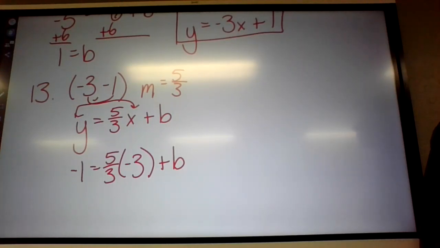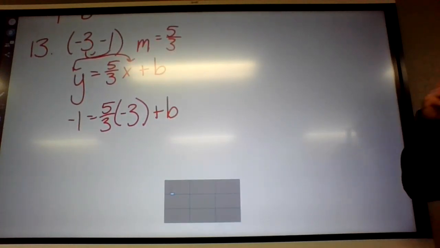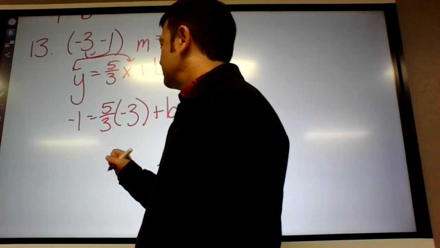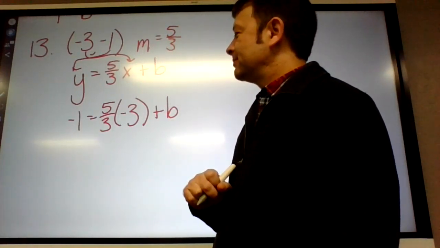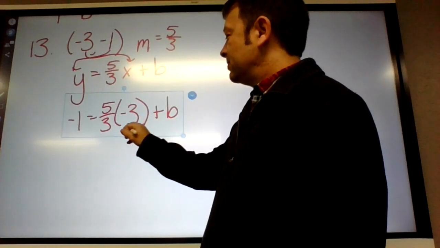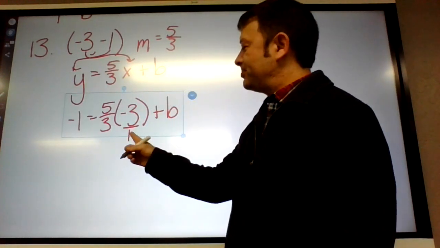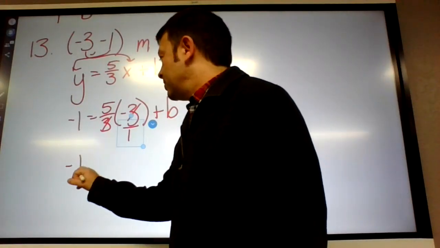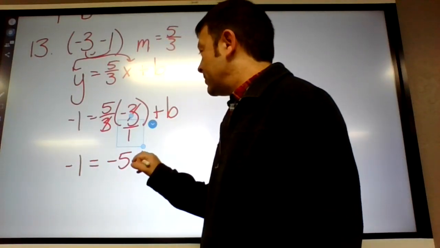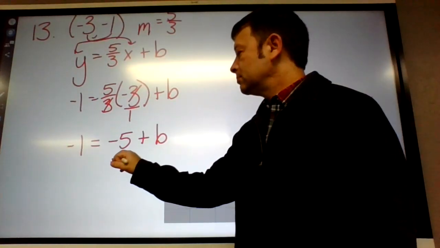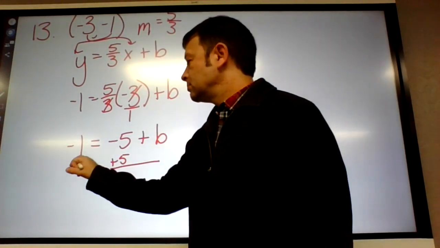Okay, so what is 5/3 times -3? It's positive. Oh, it is 15/3, it's 5. It's positive 5. No, it's not, it's -5. Oh, I thought your equal sign was negative. Yeah, this is basically 3/1, so it just kind of does that. It's -5. So, -1 equals -5 plus b. Add 5. 4.